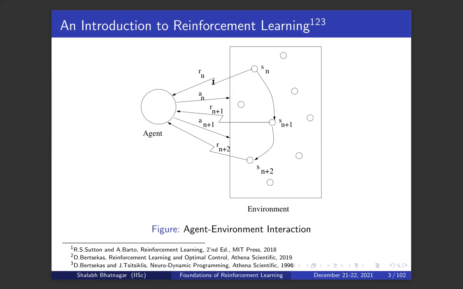And then the agent looks at the reward, and also at the state, and takes another action, an plus 1. Then the environment repeats the same thing, gives another reward to the agent, and jumps into another state probabilistically. And this process is repeated.